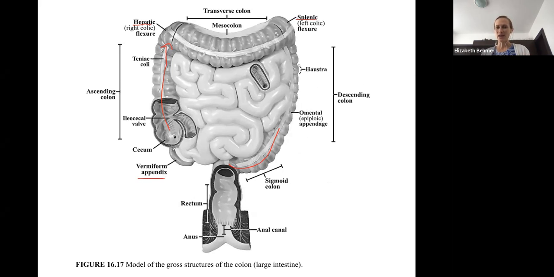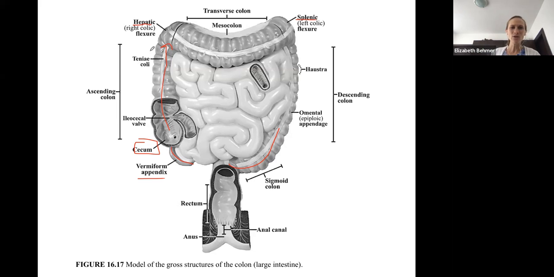Here's the appendix again, which sticks out of the bottom of the cecum. The cecum is just a pouch at the start of the colon, and the appendix sticks out from it. No known use for the appendix, except if it gets inflamed, it could burst, and that means a lot of bacteria gets out into the surrounding tissue, which could be fatal. So if you do have appendicitis or you have a lot of pain in that region, please go get it checked out because it could be fatal if it bursts.